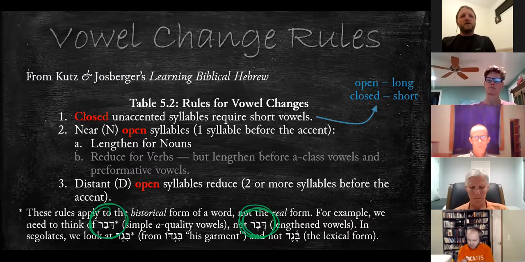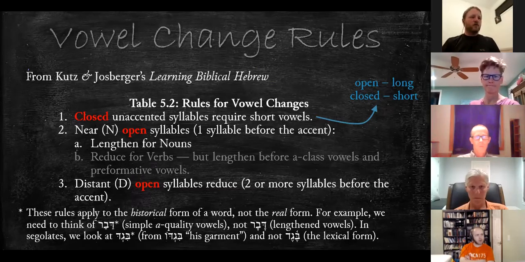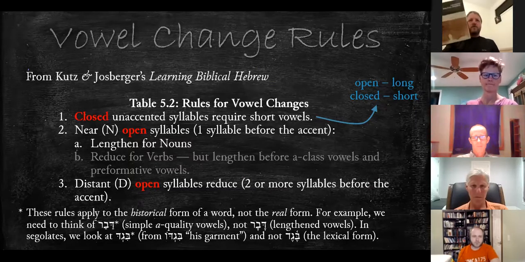Drop tsere down to chirik. Drop cholam down to kubutz. It's the short version of the vowel. The historic form is the short version of the vowel, and from that short form, we're able to extrapolate what we see in the real language. That's part of the stuff that the people I was talking about before really hate. They hate the historical approach to the language, but it makes things clearer. And it's all taught very clearly in this book, chapter 5 for nouns.